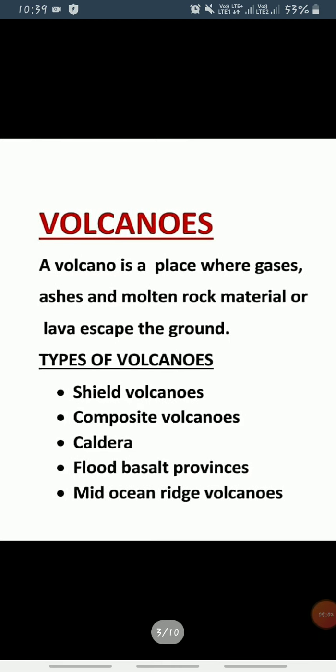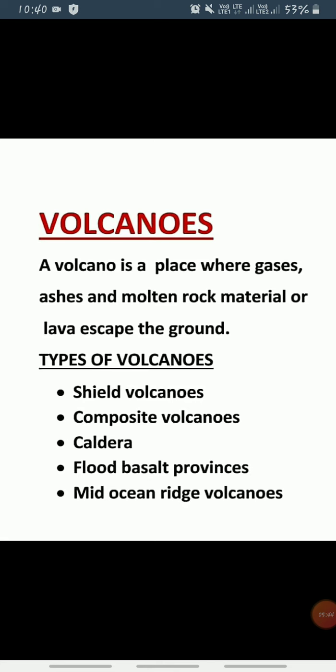So the next topic is volcanoes. What is a volcano, or what do you mean by the volcano? Okay. A volcano is a place where gases, ashes, or molten rock material, or the lava, escape to the ground. A volcano is called an active volcano if the materials mentioned are being released or have been released out in the recent past. Clear?